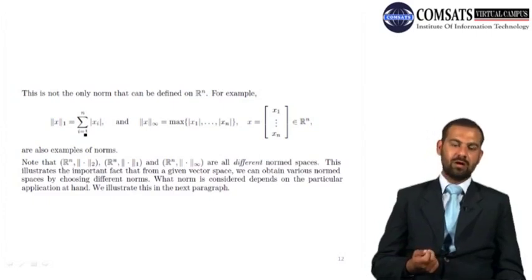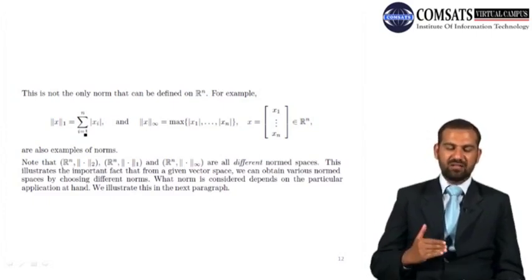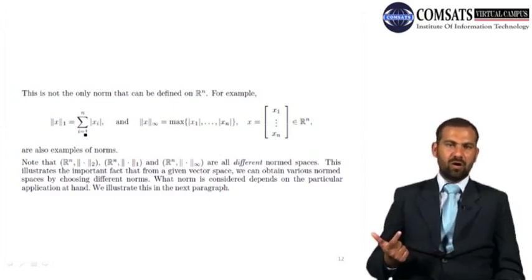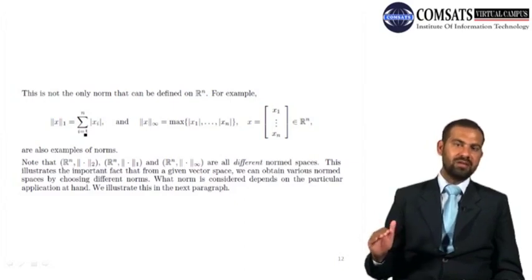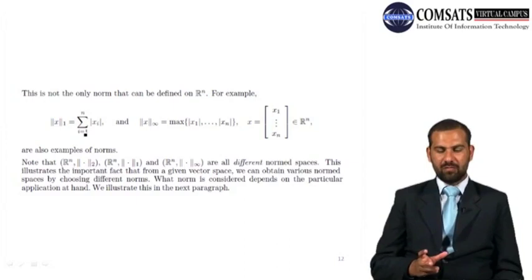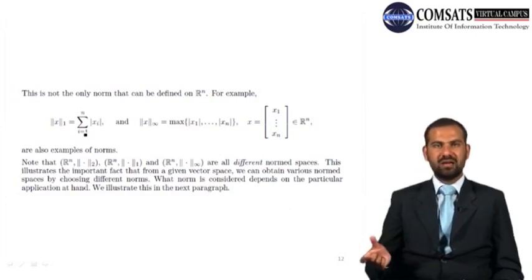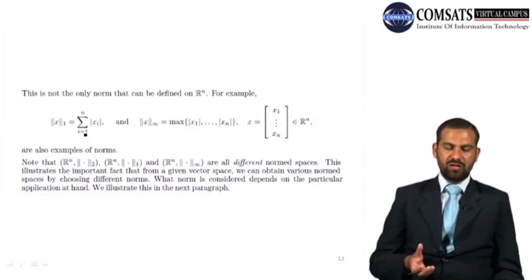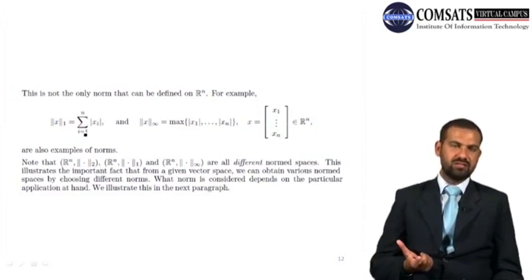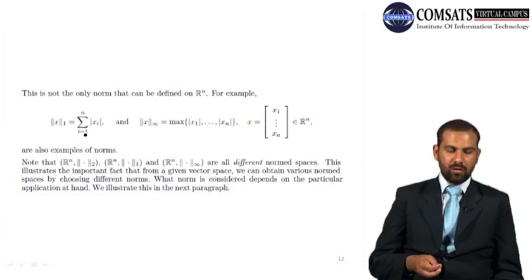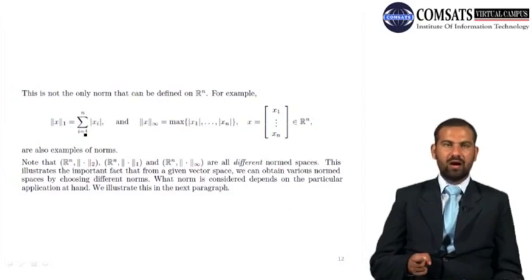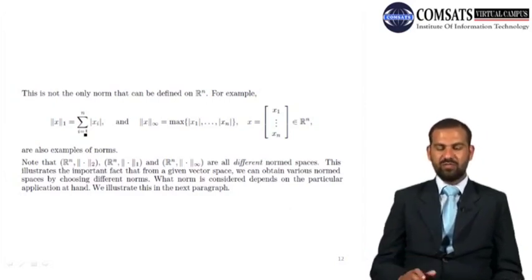Also you can define another norm that is called the norm infinity. It will take the positive maximum value of all components of that vector, where x is equal to x1, x2 up to xn, an n-tuple element contained in Rn. These are also norms because they satisfy the conditions N1, N2, N3, which are the important properties of normed spaces. So we say that Rn with norm 2, similarly Rn with norm 1, and Rn with norm infinity, these are different normed spaces.